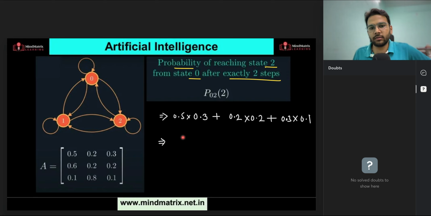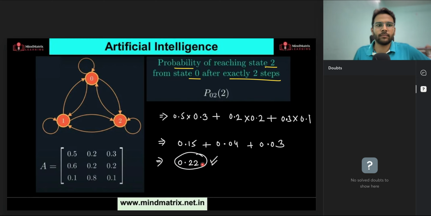So what do you get? This is your 0.15. This is your 0.04. This is your 0.03. So that will come out as 0.22, right? Is this clear?